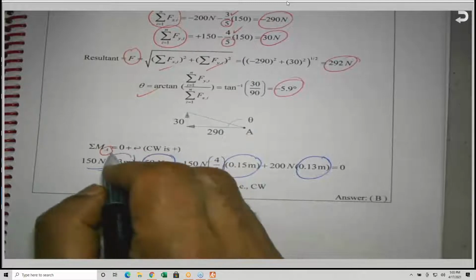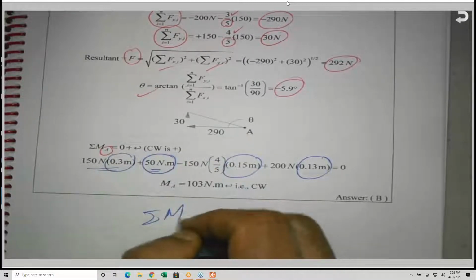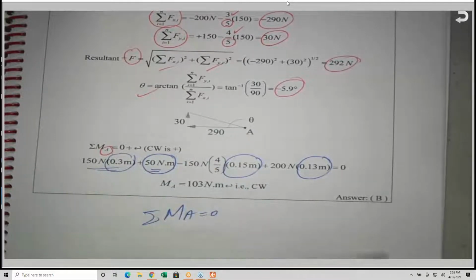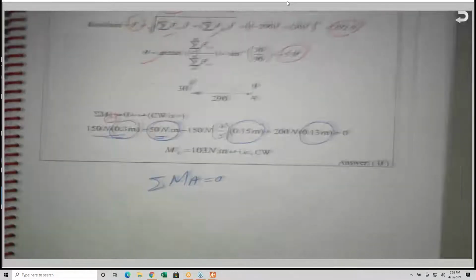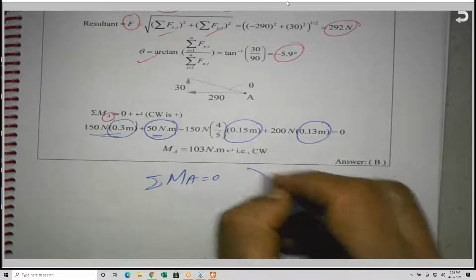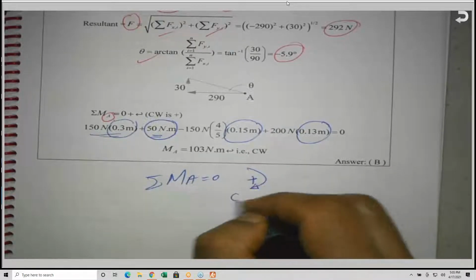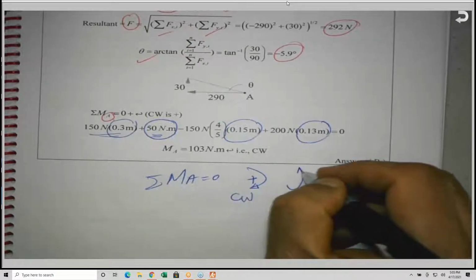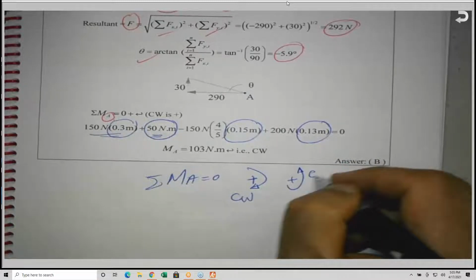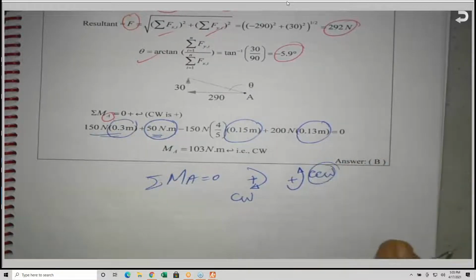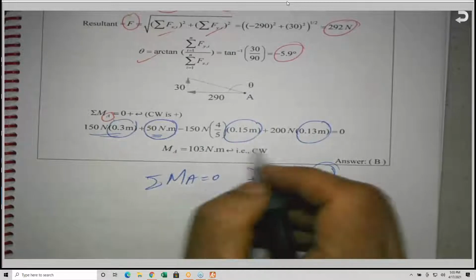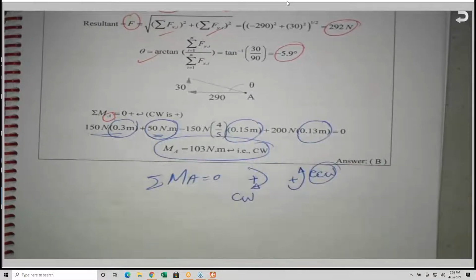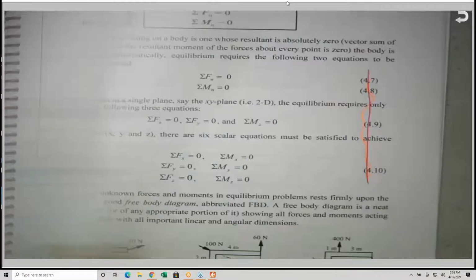When I say sigma moment about A equals 0, which is one of the equilibrium equations, as all of us know, you have the choice to assume clockwise positive or counterclockwise positive. It's up to you. This is optional, as I mentioned last time. Okay, so go over it and let me know.